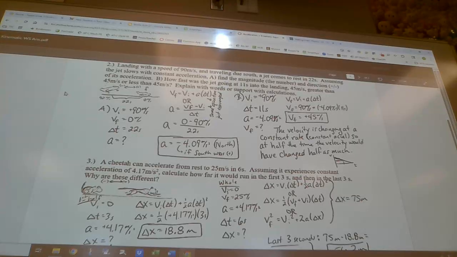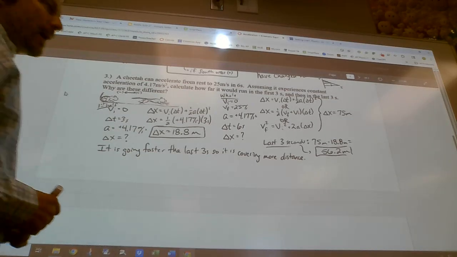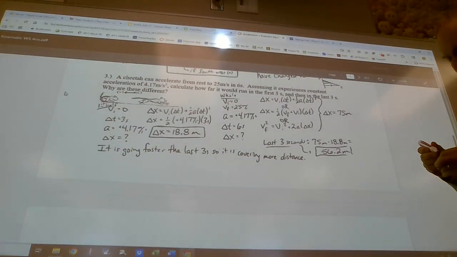Number three, I ask a similar question, like at half the time, what is your distance? Distance is not changing at a constant rate. So at half the time, you're not at half the distance. If you think about it conceptually, you are speeding up, so you start slow, and then as you get faster and faster, you're covering more and more distance.